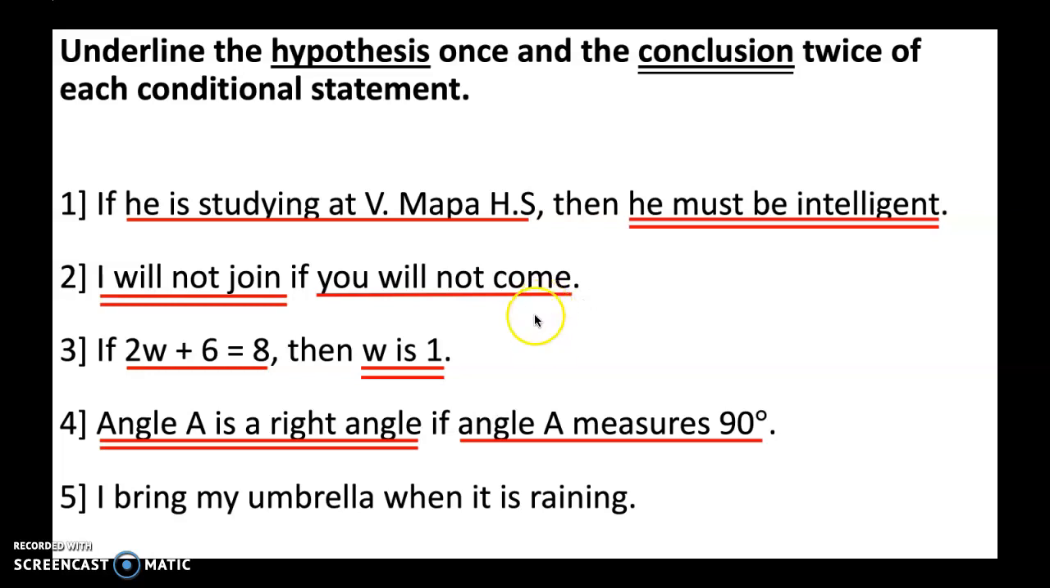So the word when indicates that this will happen first. So it is raining is our hypothesis. We do not include when in our hypothesis. And for the conclusion, I bring my umbrella. So when is a counterpart of the word if. So we can identify simply where the hypothesis and the conclusion of the given statement are.